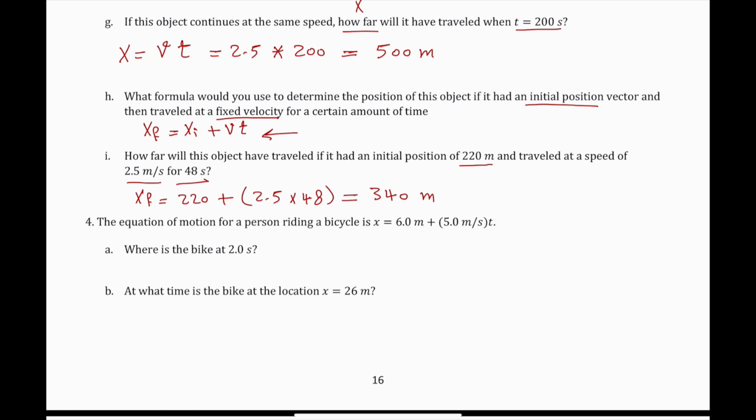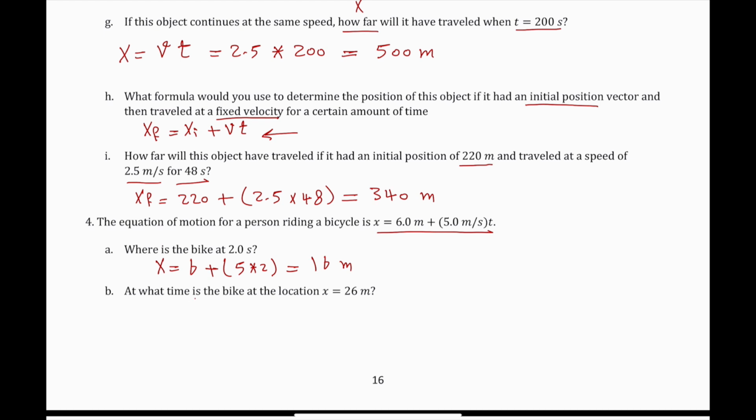4. The equation of motion for a person riding a bicycle is x equals 6 plus 5t. Where is the bike at 2 seconds? At 2 seconds, so we just substitute t with 2 in this formula. So x equals 6 plus 5 times 2, which is 16 meters.